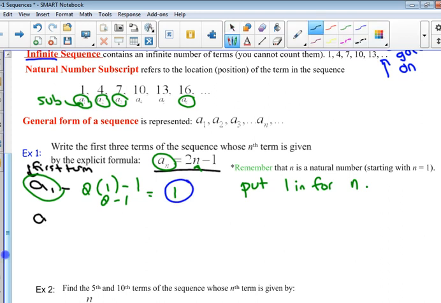Our second term is going to be represented by a sub 2. So where you guys see an n, what do you think you're going to put in? A 2. Nice job. So we see an n, we're going to put a 2 in. So 2 times 2 is 4, minus 1 is going to give us 3.